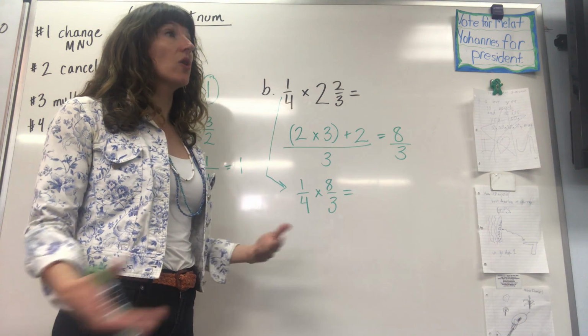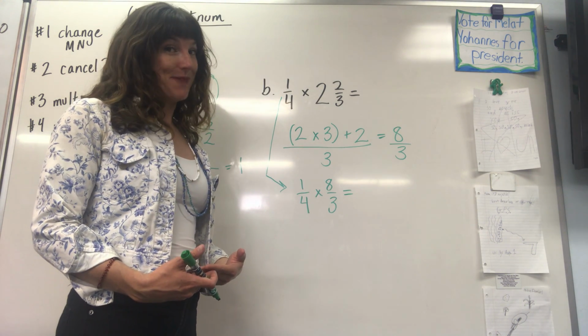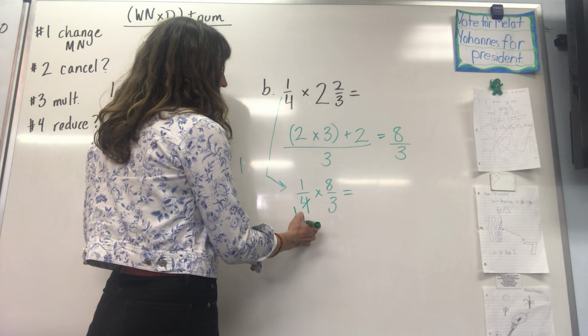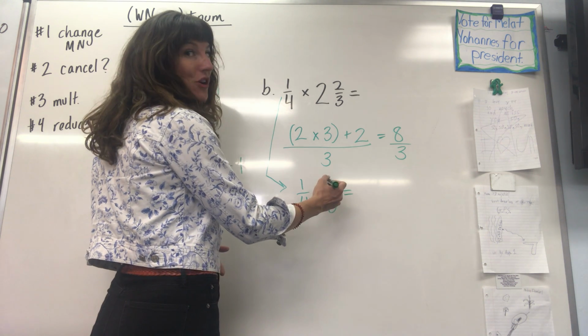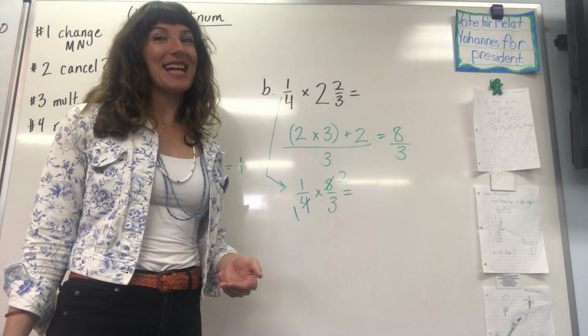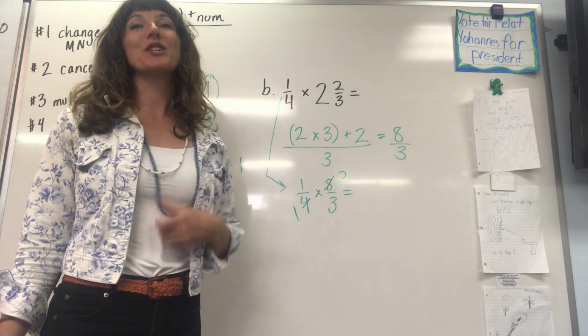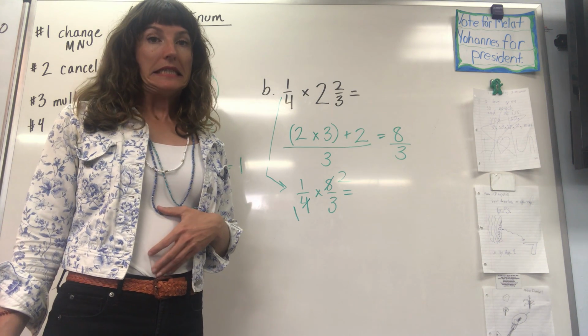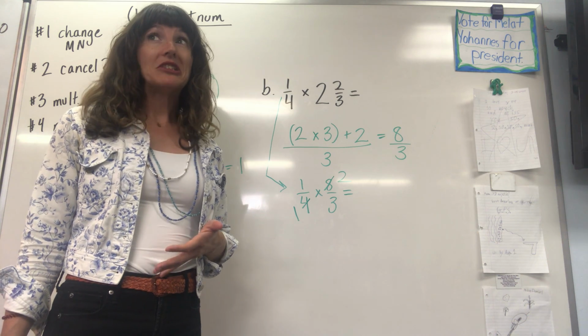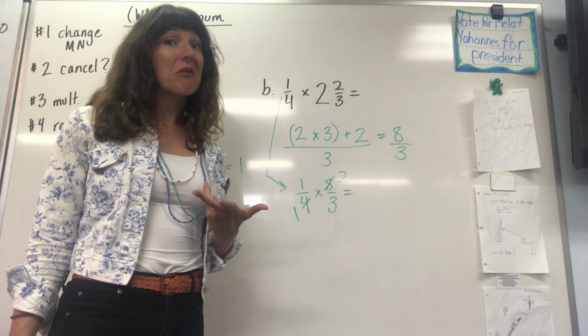4 and 8 are related in the 4 times table, right? 4 divided by 4 is 1, and 8 divided by 4 is 2. Be really careful about that. Sometimes we go 8 divided by 4 is 4. That's not right. That's wrong. So you shouldn't do that, okay? You got to be really careful.